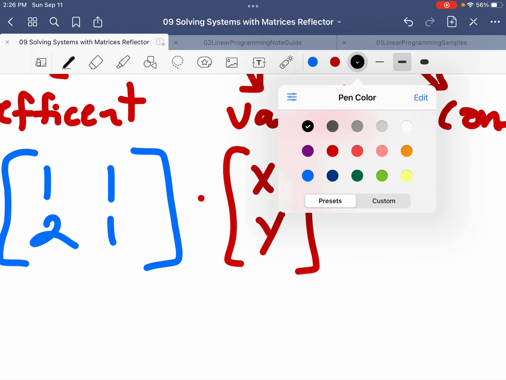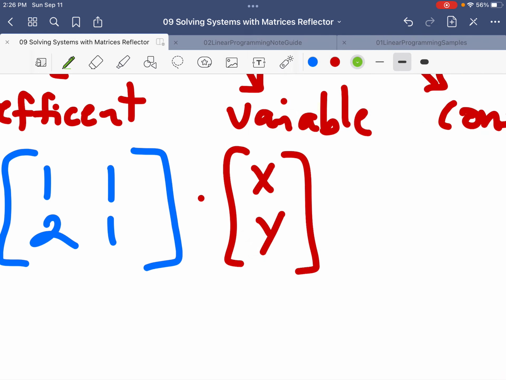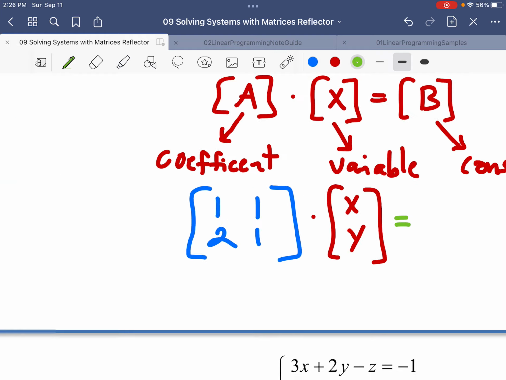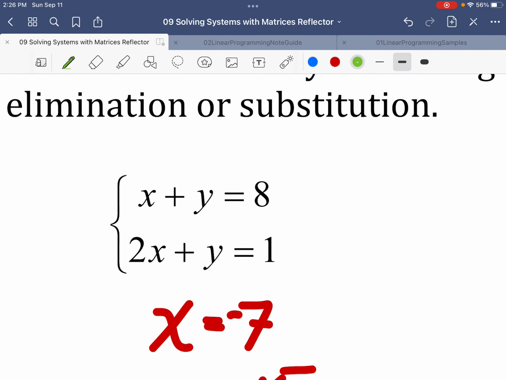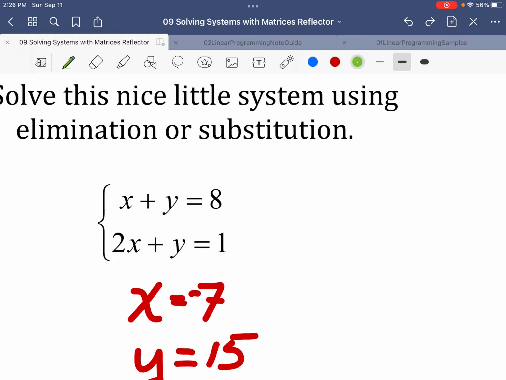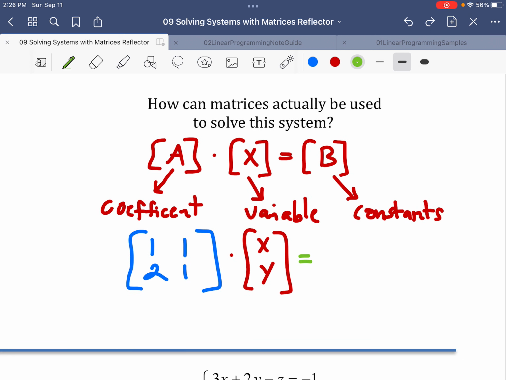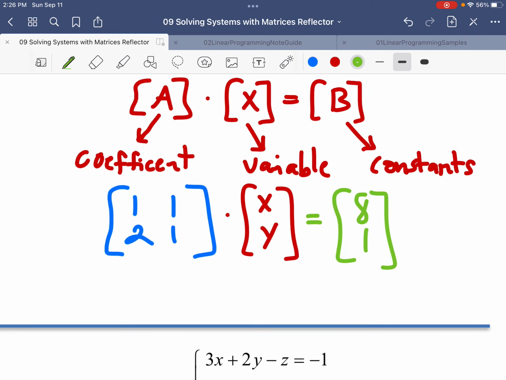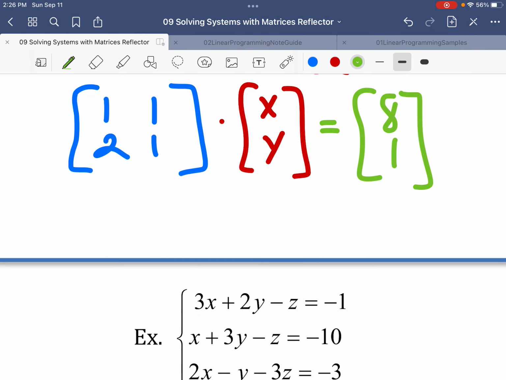Now, there's one more matrix. It's going to be the constant matrix. And the constant matrix is going to be the numbers that the system equals. That's going to be these two numbers, 8 and 1. In fact, we'll be able to put them in exactly the same way over here as matrix B. Now, what we have is a matrix equation. What we want to do is solve this matrix equation.